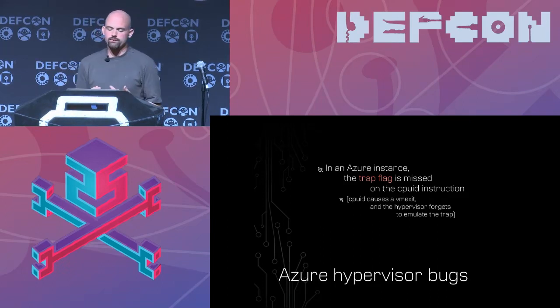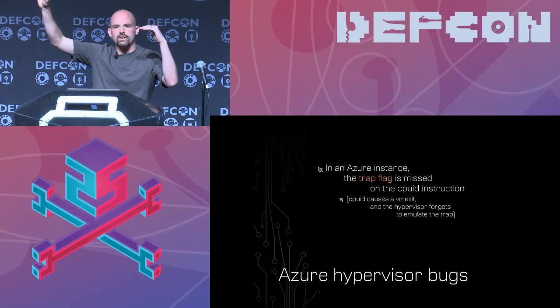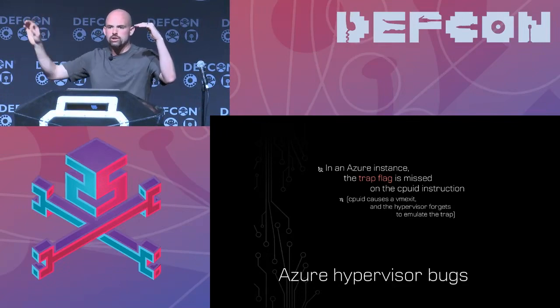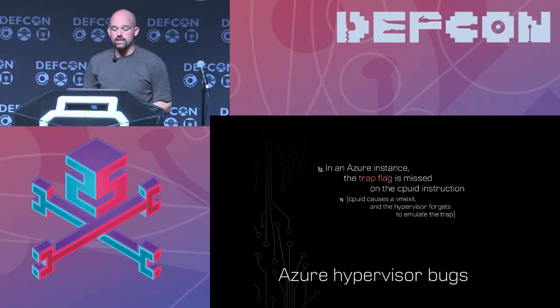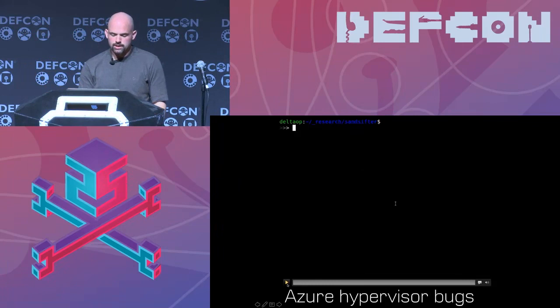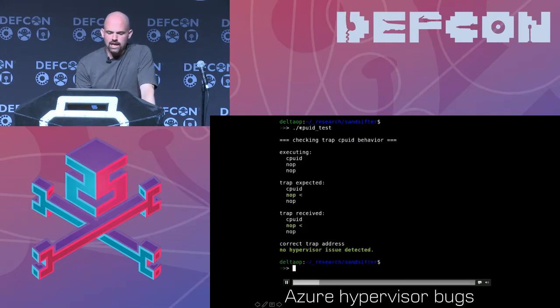Namely, Azure doesn't emulate the trap flag correctly if the trap flag's set on the CPUID instruction. The idea here is when you execute CPUID, it causes a VM exit and the hypervisor takes over. Then the hypervisor is supposed to emulate that CPUID instruction, and the last thing it's supposed to do is check whether or not the trap flag was set. If it was, it should inject the trap into the guest VM. Azure forgets that last step. And what that looks like is something like this. I've got a little program here, and I'm going to run it on bare metal. It's basically going to check that CPUID trap behavior, and it's telling me that it's going to execute a CPUID nop instruction, and the trap flag is going to be set on the first CPUID instruction.